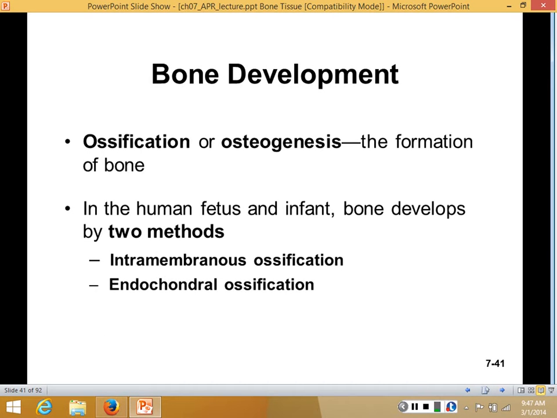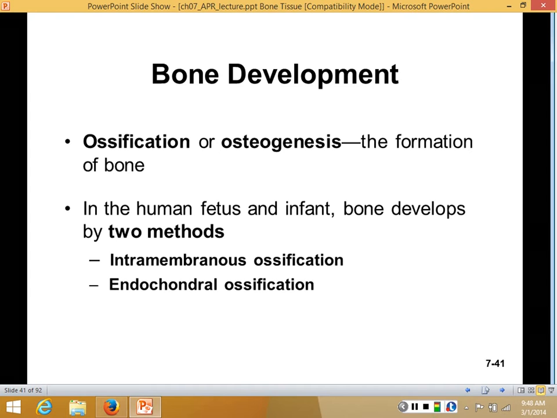Ossification or osteogenesis is the formation of bone. In the human fetus and infant, bone develops by two methods. Okay, on page 214, there are two methods by which bone forms: intramembranous ossification as well as endochondral ossification. I don't talk about intramembranous ossification, but you do need to know what bones were actually formed by intramembranous ossification.